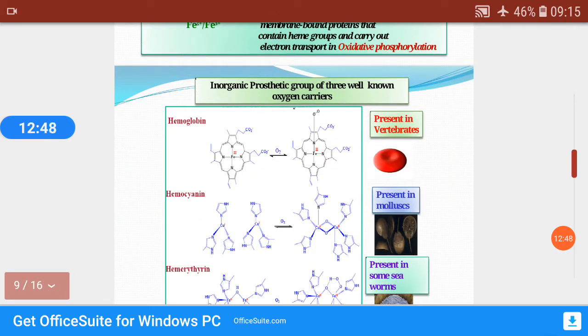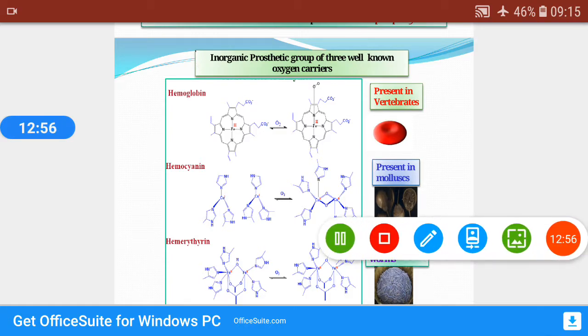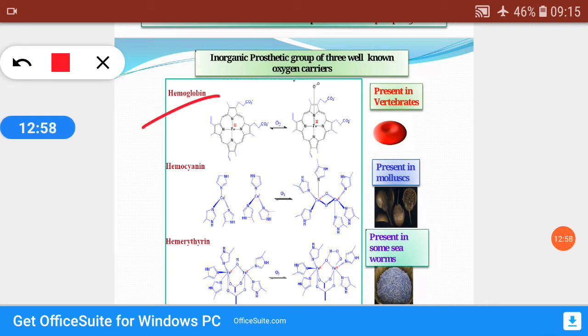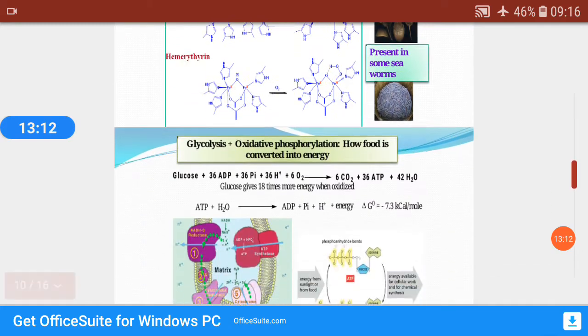Next is the inorganic prosthetic group of 3 well-known oxygen carriers, that is hemoglobin, okay, that is present in vertebrates, hemocyanin and its respective structures. Okay, this hemocyanin is present in molluscs, and hemerythrin is present in sea worms, and its respective chemical structure.